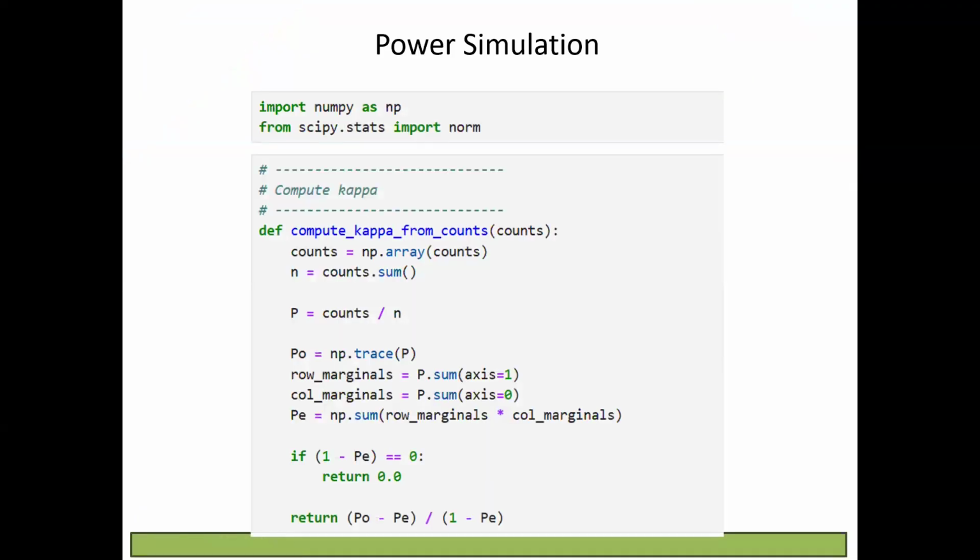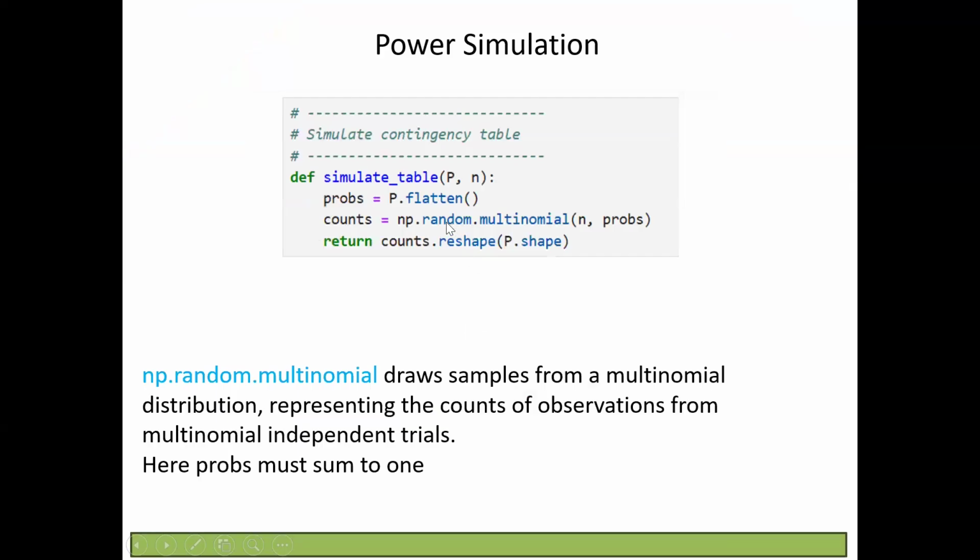So this is how the code starts, and the first part of the code includes calculation of kappa. Then simulation. Here np.random.multinomial draws samples from a multinomial distribution representing the counts of observations from multinomial independent trials. So the output is the counts and the input is the probabilities. Here the probabilities must sum to 1. So this is how we simulate.